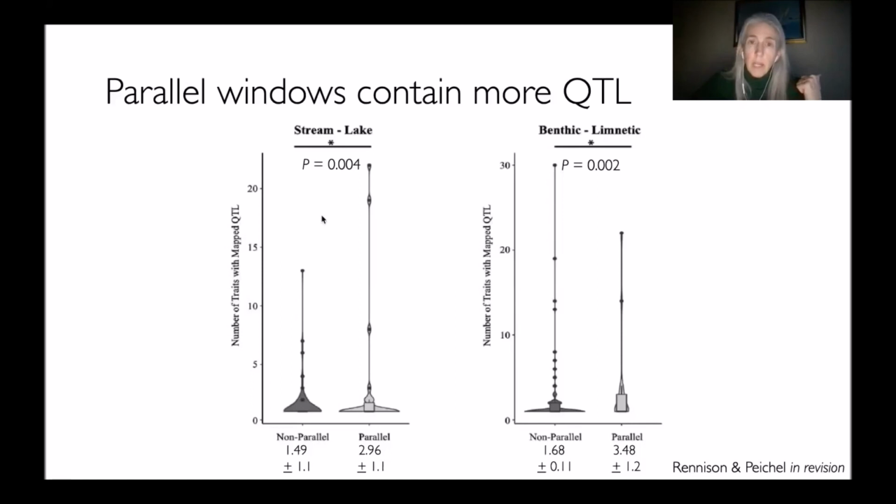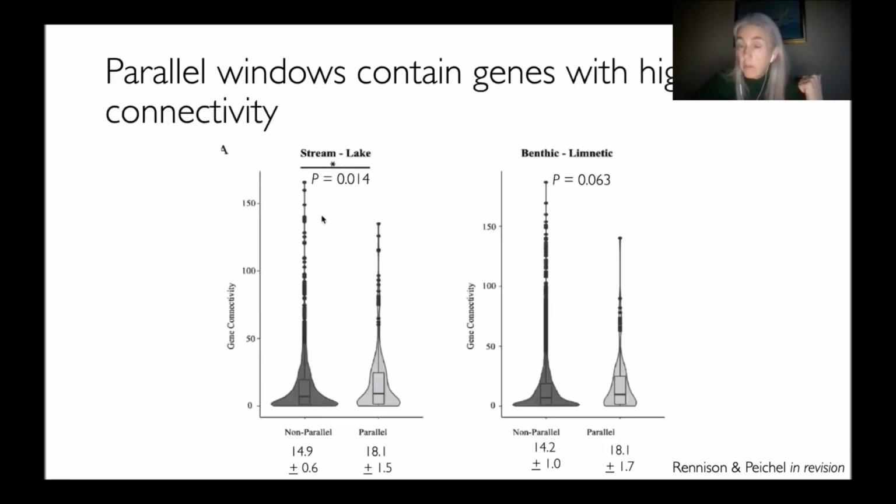When we look at the connectivity data, we see a very similar pattern. Again, parallel windows contain genes with higher connectivity than the non-parallel windows. This was not quite a significant difference in the benthic-limnetic pairs. One thing I want to point out, though, is that the non-parallel windows tend to have the most pleiotropic loci. On average they have lower pleiotropy, but these highly pleiotropic loci seem to be more enriched in the non-parallel windows.